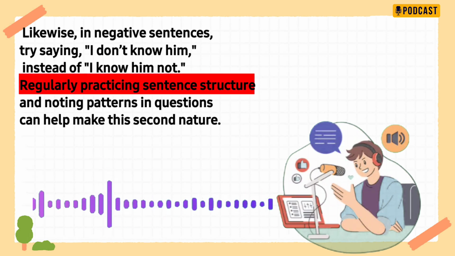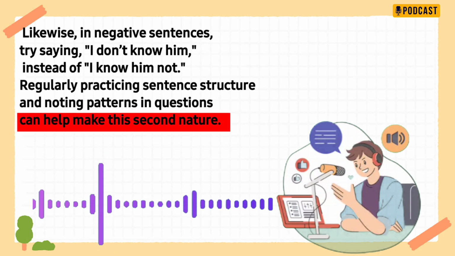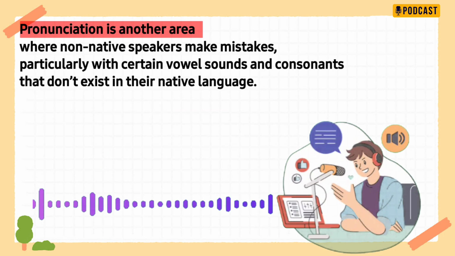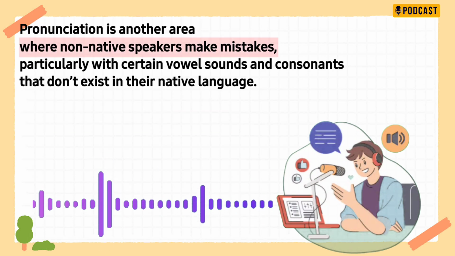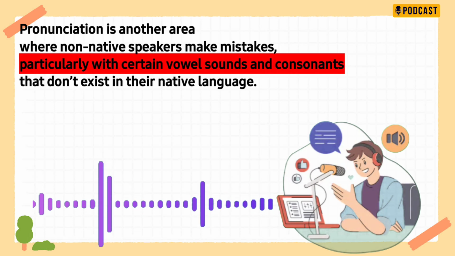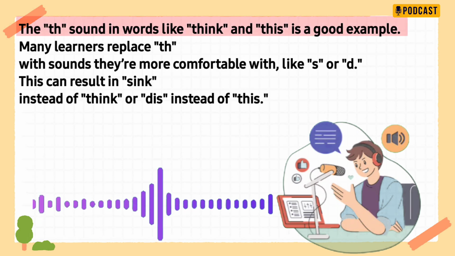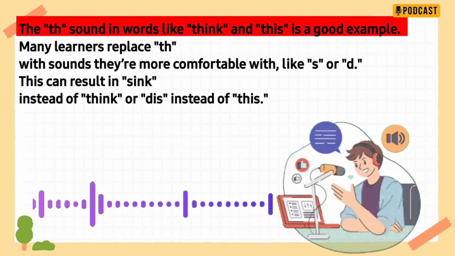Regularly practicing sentence structure and noting patterns in questions can help make this second nature. Pronunciation is another area where non-native speakers make mistakes, particularly with certain vowel sounds and consonants that don't exist in their native language. The th sound in words like think and this is a good example.